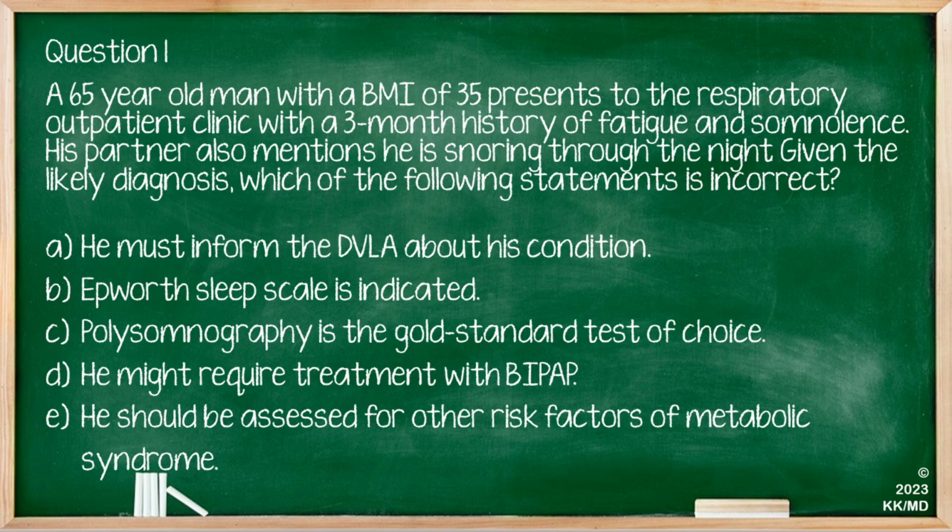So our choices are: A, he must inform the DVLA about his condition; B, Epworth Sleepiness Scale is indicated; C, polysomnography is the gold standard test of choice; D, he might require treatment with BiPAP; E, he should be assessed for other risk factors of metabolic syndrome. So the incorrect answer here is D, because he does not require treatment with BiPAP. It is in fact CPAP that is used for OSA, which is the likely diagnosis in this case.